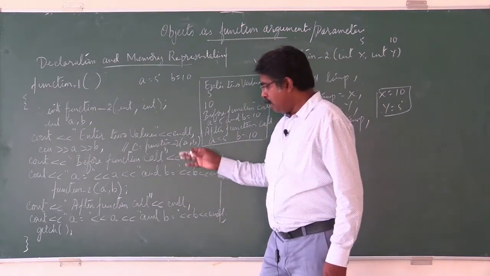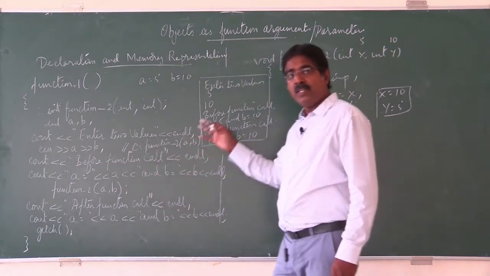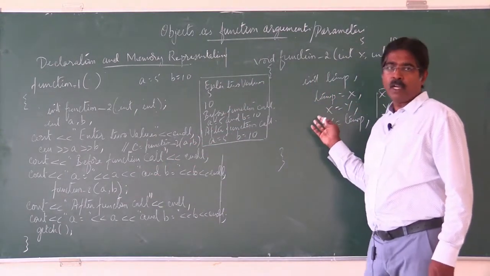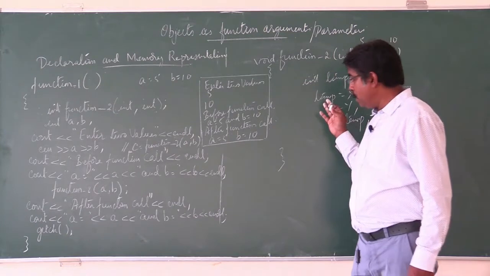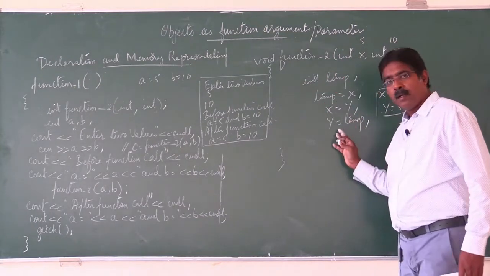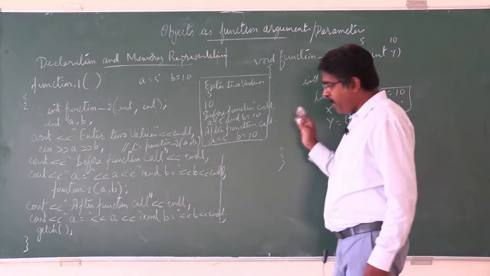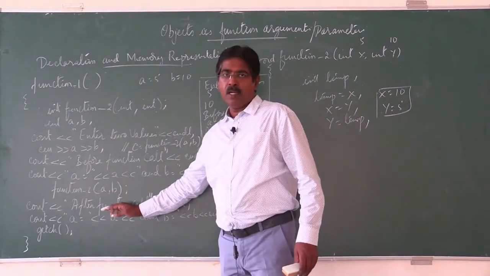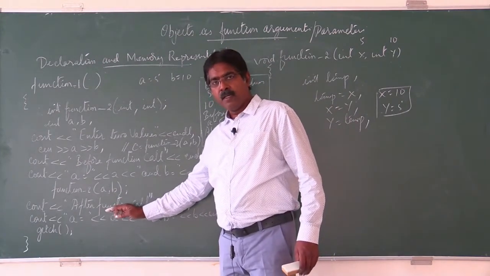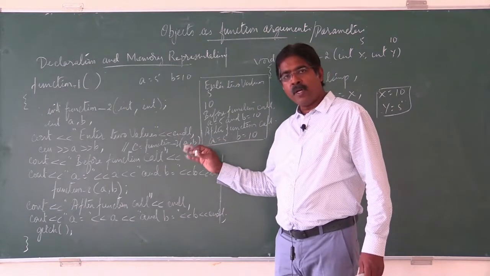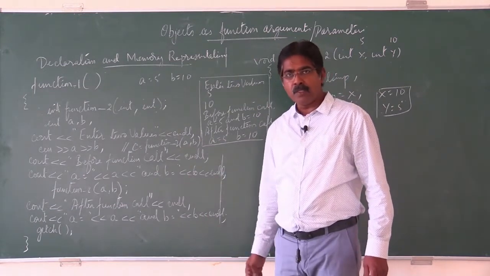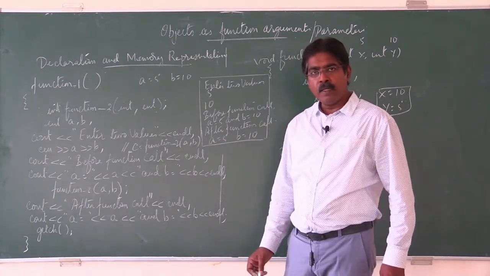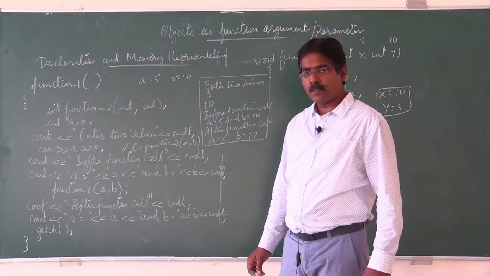That is, the actual argument's address is shared with the formal arguments. Hence, the changes you make in the formal arguments will make a change in the original, that is, the actual arguments. That's how pass by reference works. So let us go to the example for reference.